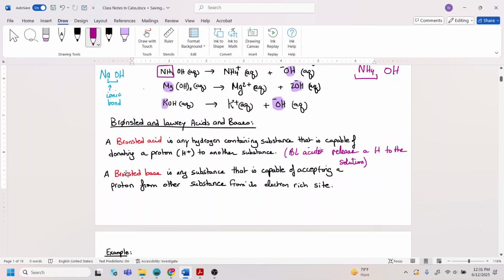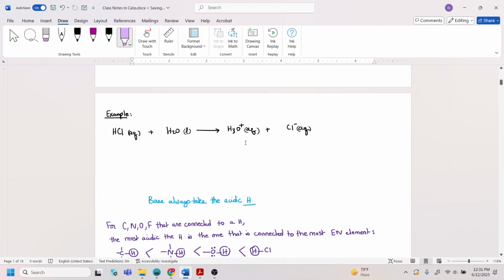Now, Bronsted bases, these are Arrhenius bases, and these are any substance that is capable of accepting the hydrogen from the acid. So the acid releases the hydrogen. The base accepts the hydrogen. Why does the base accept the hydrogen? Because bases do have an electron-rich site, and this electron-rich site can come and take the hydrogen of the acid.